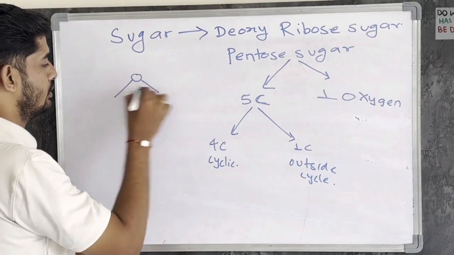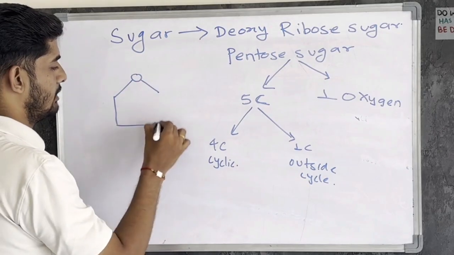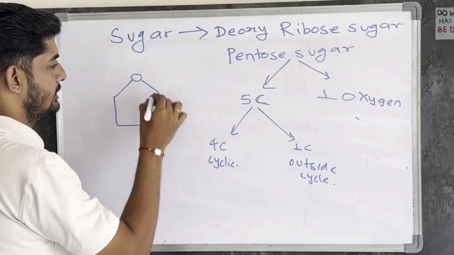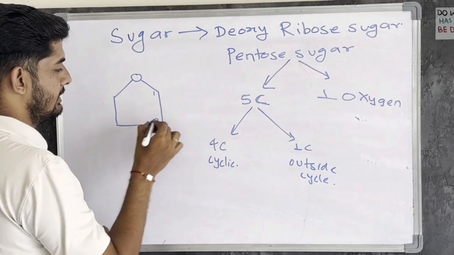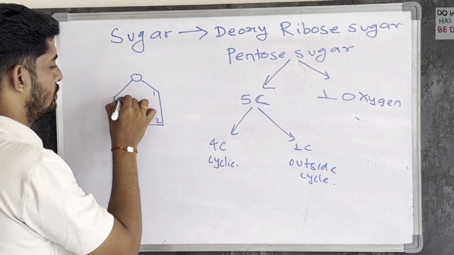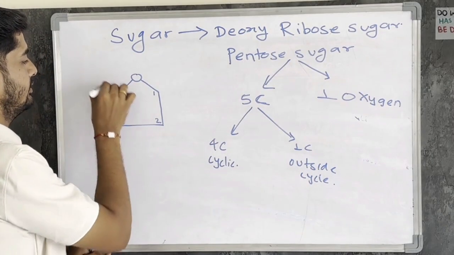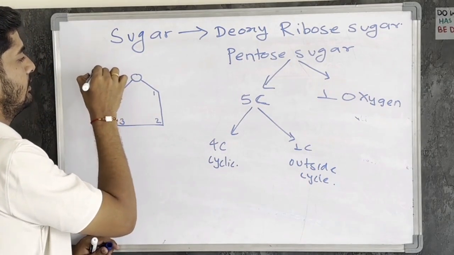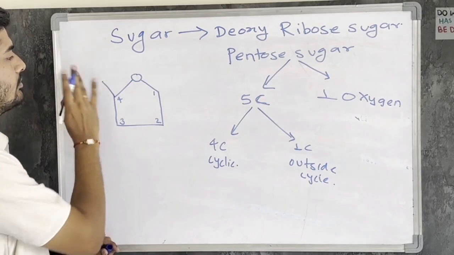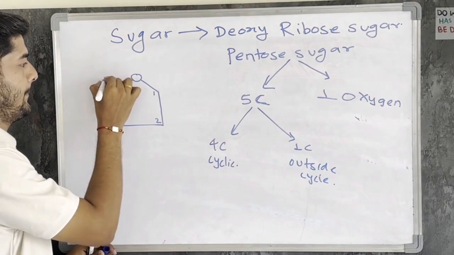Now this is the pentose, composed of 5 carbons. This will be our first carbon, second carbon, third carbon, fourth carbon, and the 5th carbon, which is present outside the cycle. And this will be our 5th carbon here. This will be our 5th carbon.